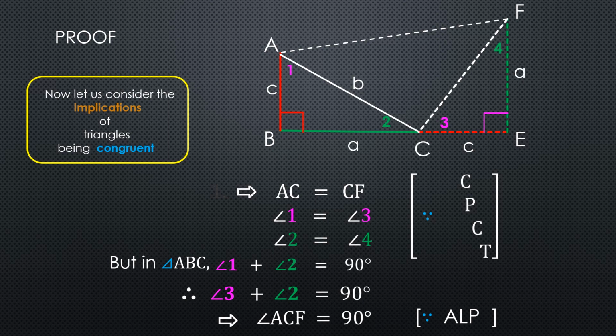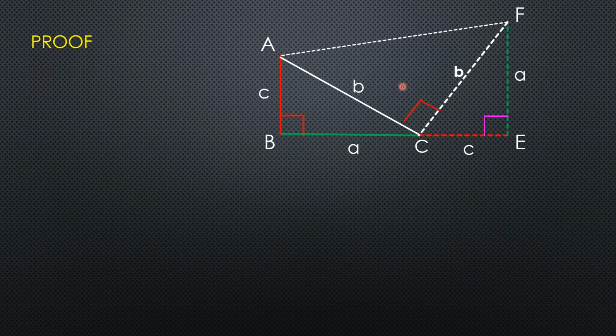Okay, now we will go to the next slide, please. So we have shown that this angle ACF is 90. Therefore, the length of CF is also equal to B units only. Okay, now let us take up the area of the whole trapezium ABEF.